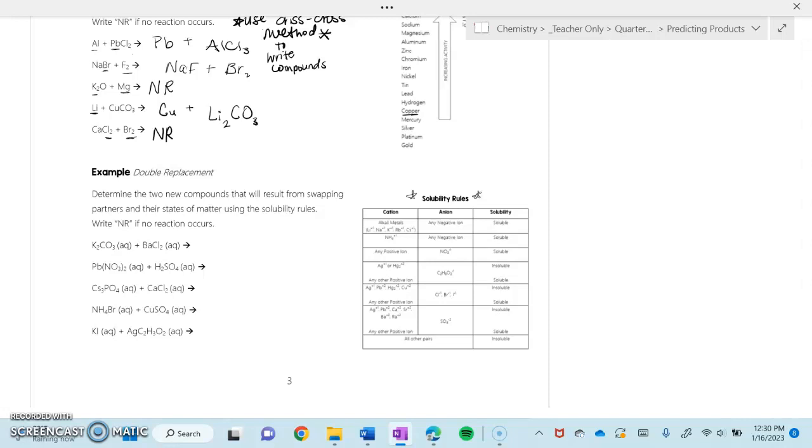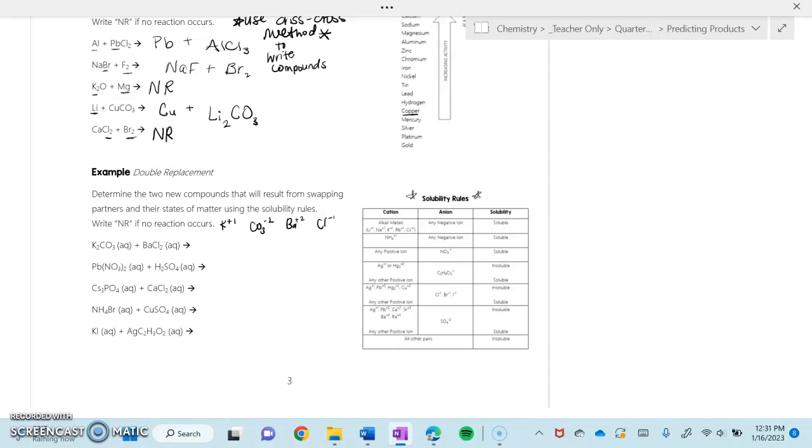Although I do know if you ever have a class in the future that needs you to memorize these, it's beneficial for you to be able to quickly determine if there's a reaction or not. So let's do our swap here. We have potassium, carbonate, barium, and chloride. What I like to do is just think about all of the ions that are present and just write them kind of as my work. So I have potassium, and I have carbonate, and I have barium, and I have chloride.